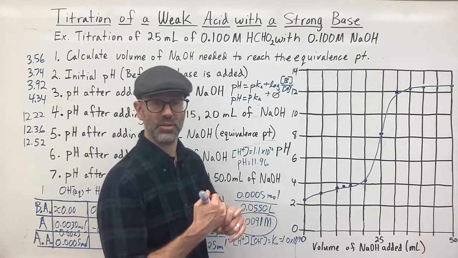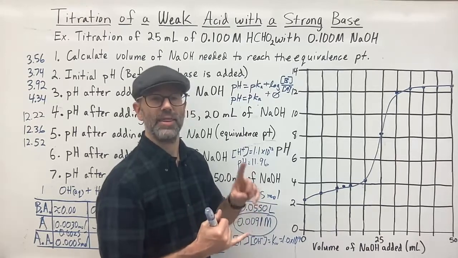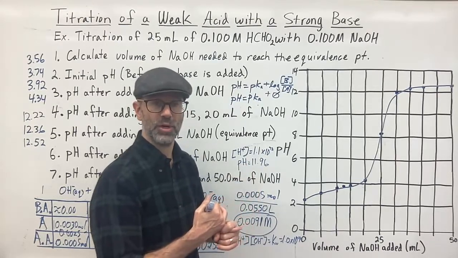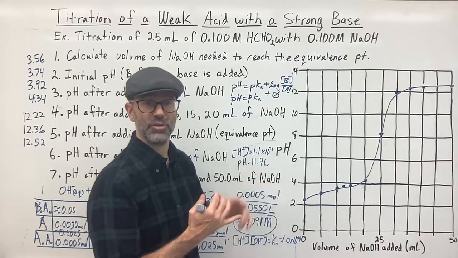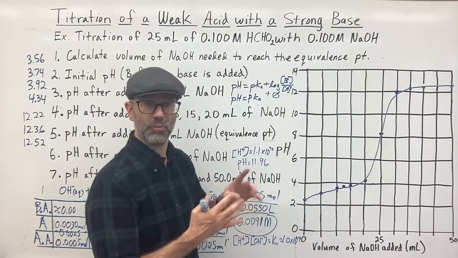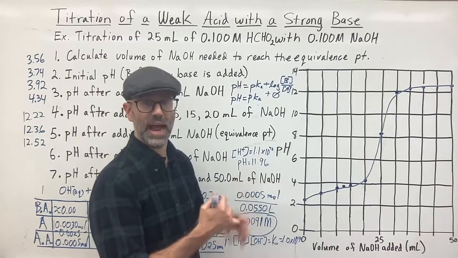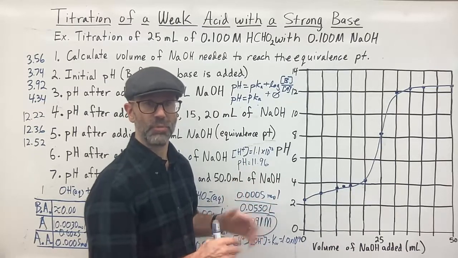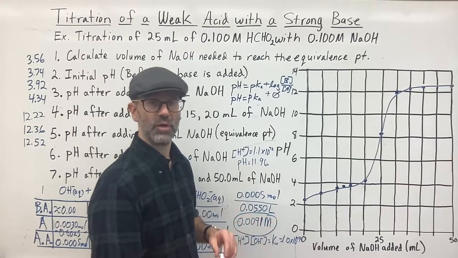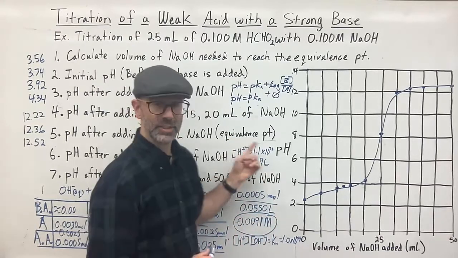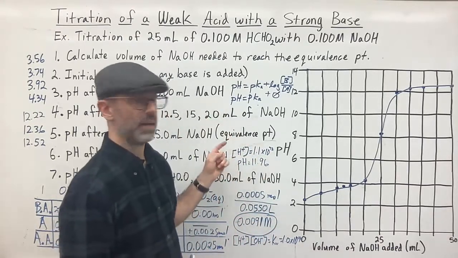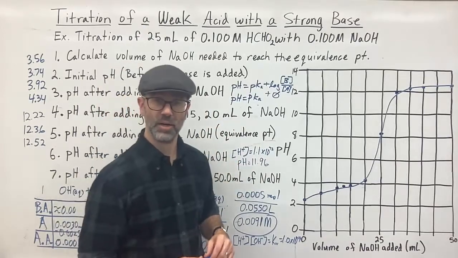So you've got the stoichiometry part, where you do your before adding the base, and after adding the base. So you've got that table. Figure out the moles that are left over, figure out the concentration from the new volumes, and then plug that into your Henderson-Hasselbalch equation.